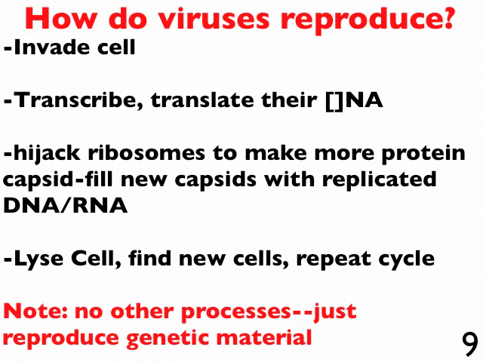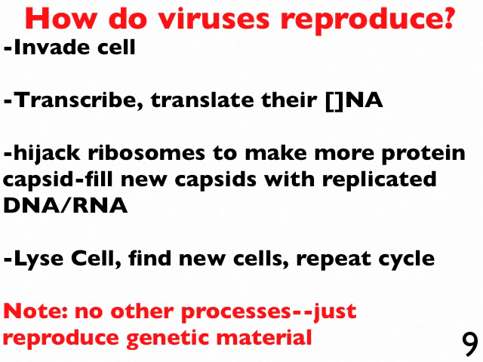Let's talk about how viruses reproduce themselves, or rather, get cells to reproduce their viruses. In order for a virus to reproduce, it has to invade a living cell. It then has to transcribe and translate its nucleic acid. Notice I put bracket NA. You might use RNA to make a new virus, you might use DNA, but you're going to transcribe that DNA into RNA, and you're going to then have to translate that RNA into protein because you're going to need to make more protein capsid to contain your new viruses. To do that, you're going to have to hijack the cell's ribosomes.